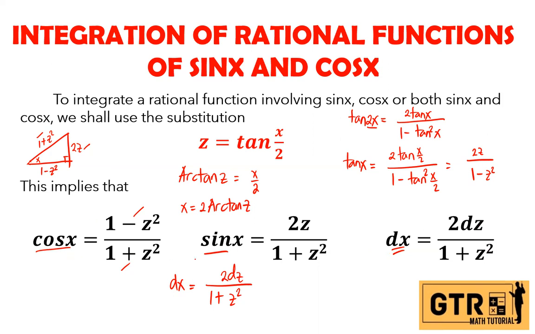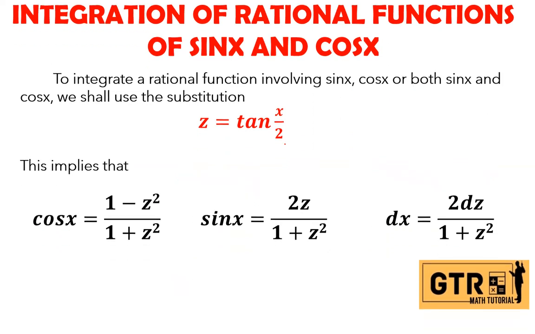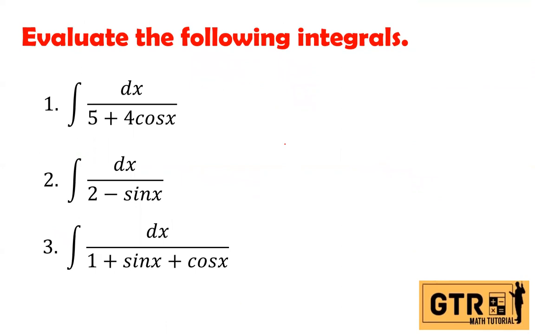So therefore, we use these three equations: cosine x is 1 minus z squared over 1 plus z squared, sine x is 2z over 1 plus z squared, and dx is 2dz over 1 plus z squared, where z is equal to tangent x over 2. Okay, so try to solve these three examples first before watching my solution. Evaluate the following integrals. Number 1, integral of dx over 5 plus 4 cosine x. Number 2, integral of dx over 2 minus sine x. And number 3, integral of dx over 1 plus sine x plus cosine x.